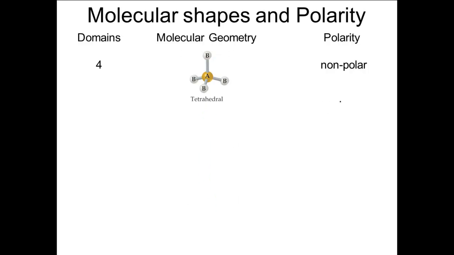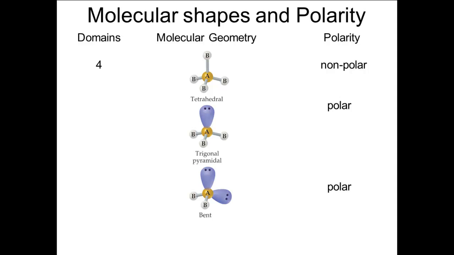For the tetrahedral domain geometry, the tetrahedral molecular geometry is nonpolar. But the trigonal pyramid, flat tetrahedron, is polar, and the bent geometry is also polar.